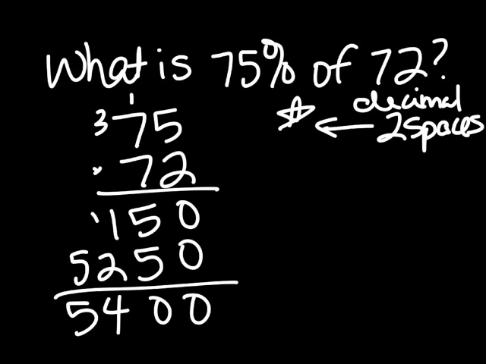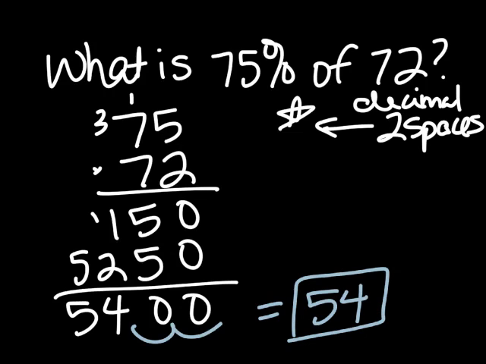But think about it logically. If I'm doing part of 72, because 75% is less than 100%, logically I'm not going to have an answer that's 72, or sorry, that's 5,400. It's got to be less than 72. So that should be another reminder to you to just drag that decimal back 2 spaces. So your answer would be 54. Okay?